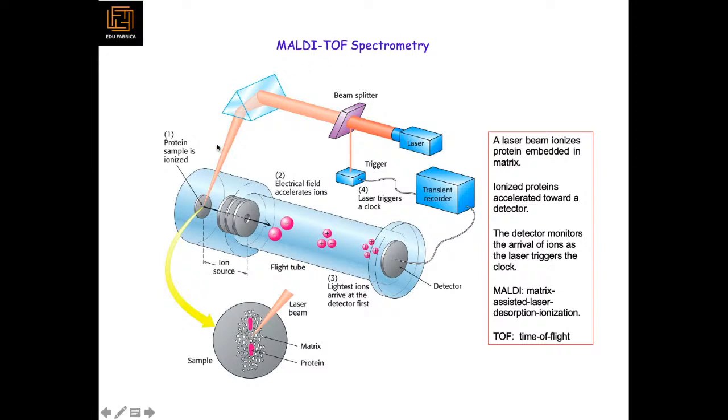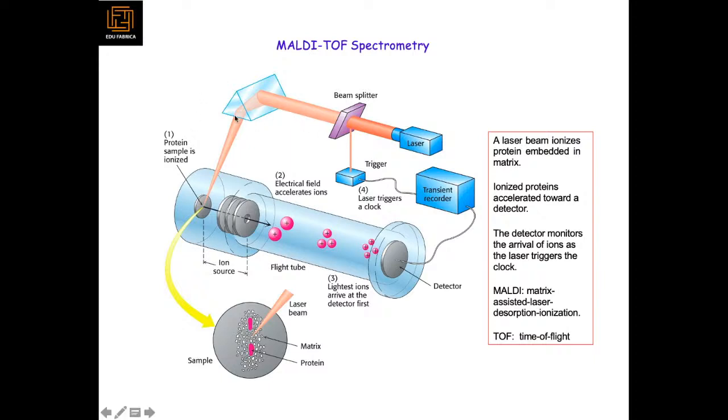In this, a laser beam ionizes the protein in the matrix. So this is your matrix, and on the matrix your protein is added. The ionized proteins are accelerated towards a detector, and the detector monitors the arrival of ions as the laser triggers the clock. So protein samples are ionized here, and then afterwards they are accelerated.